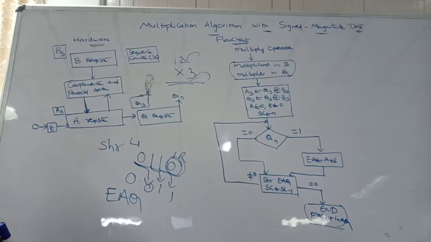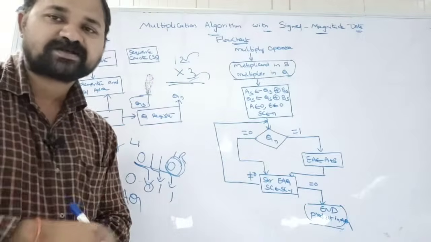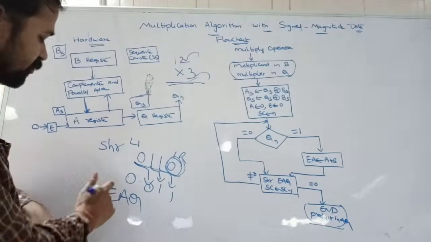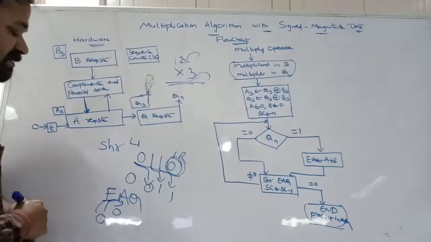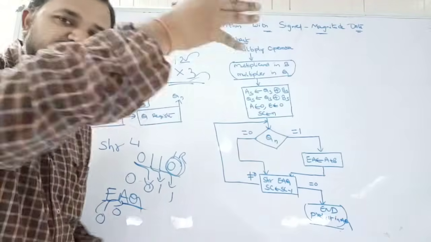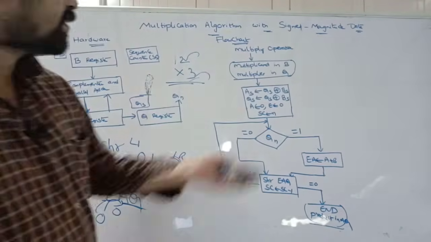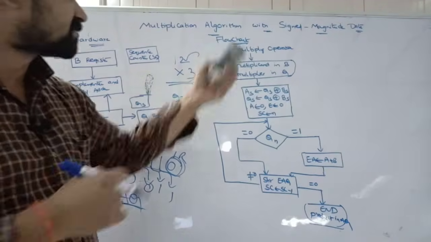So here we are performing logical shift right operation on EAQ register. What is logical shift right here? 0 will be shifted to E, and the bit of E will be shifted to the most significant bit of A. So all the bits of A and Q are shifted one position to the right. Now let's see how we can implement this algorithm with the help of this flowchart.